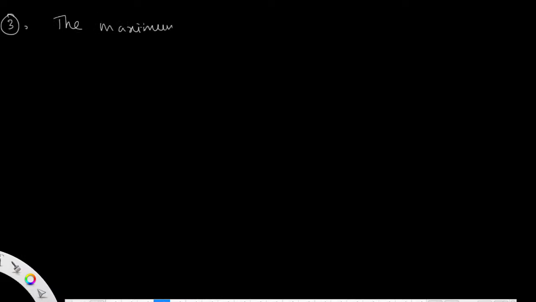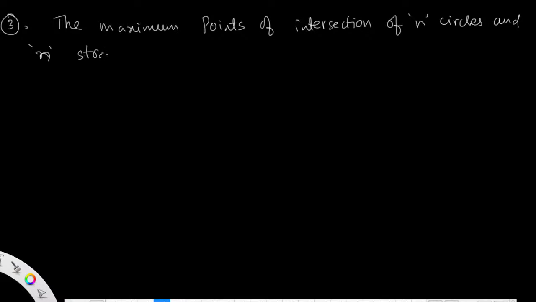The maximum points of intersection of n circles and n straight lines among themselves is 80. Then the value of n is, n equal to dash. The maximum point of intersection of n circles and n straight lines among themselves is 80. Then what is the value of n?